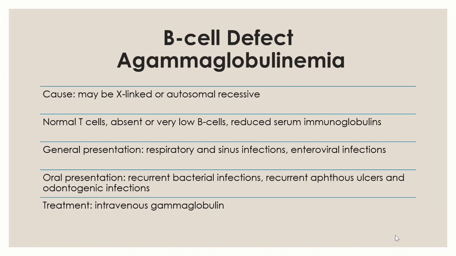Patients with B cell defects often have bacterial respiratory and sinus infection, as well as enteroviral infections. Patients will present intraorally with recurrent bacterial infections, recurrent herpetic ulceration, odontogenic infections, predisposing them to septicemia. The conditions are managed by intravenous gamma globulins.